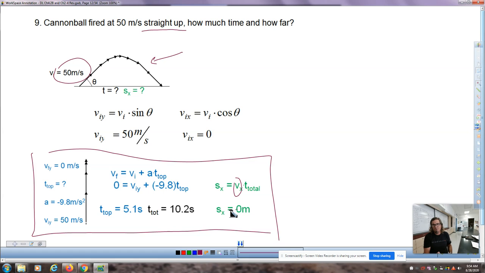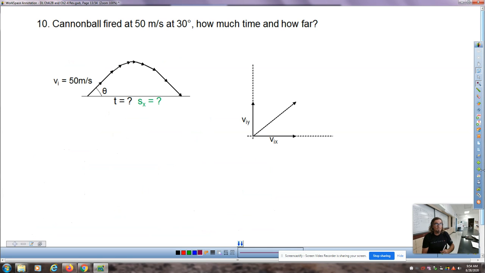Good practice for our review, but I have a point to this with questions 9, 10, 11, and 12. So hopefully you're doing them all. So here's question number 10. Why don't you take a moment, try number 10. All right, you're back with us again.